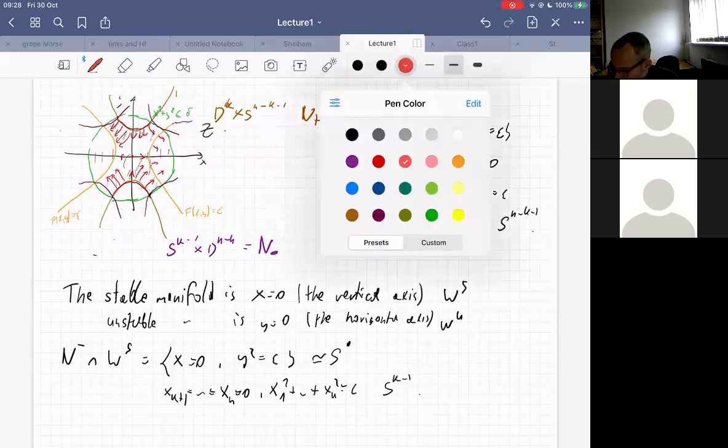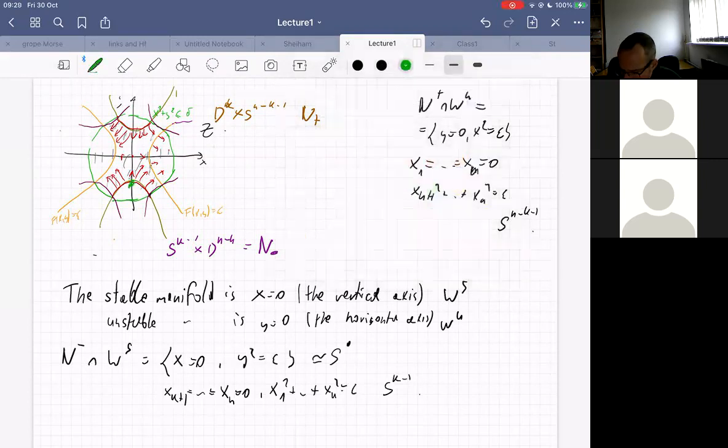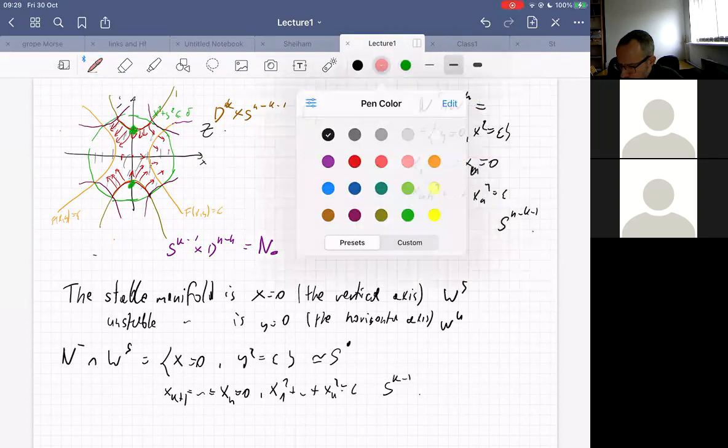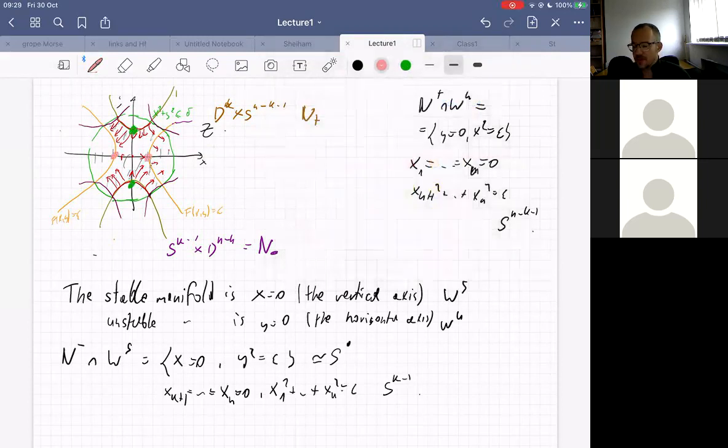So this is one of the intersections. This is the other intersection. Okay? This is S^{k-1}, and you remember that n minus was this part. So there is an identification of n minus with D^k times D^{n-k}, such that this is identified with S^{k-1} cross 0. And again, this is 0 cross S^{n-k-1}.